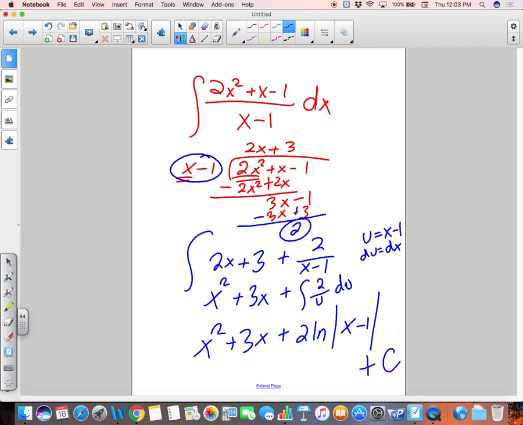Should there not be a 1/2? Did I drop a 1/2? No, I didn't drop a 1/2. Where's the 1/2 coming from? Oh, never mind. Okay. Fine. Okay. So when the top is the same degree or bigger, you must use long division.